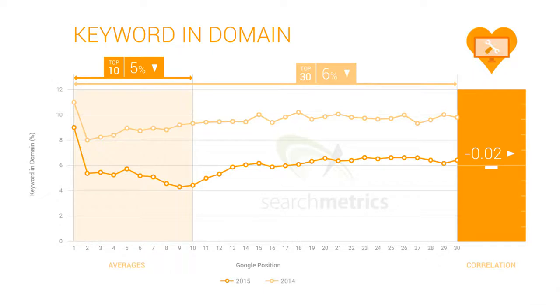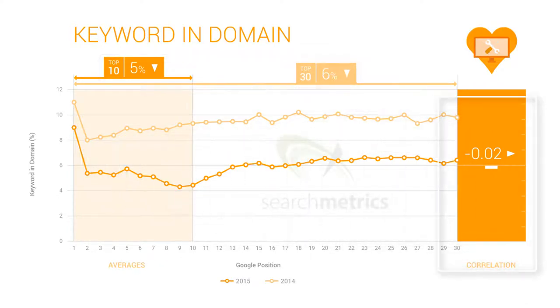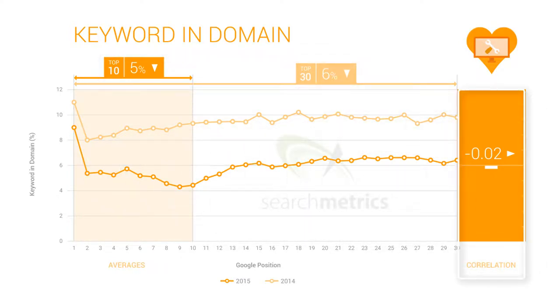As usual, let's skip the first search result and let's analyze from the second one to the 30th one. In 2014, only 8% of the search results have got the keyword in their domain name, whereas in 2015, this percentage has got reduced considerably to 5 to 6%. Since the correlation factor is -2%, a domain with a keyword in it gives lower ranking compared to the ones which don't have keyword in their domain name. So what you can infer from this research?